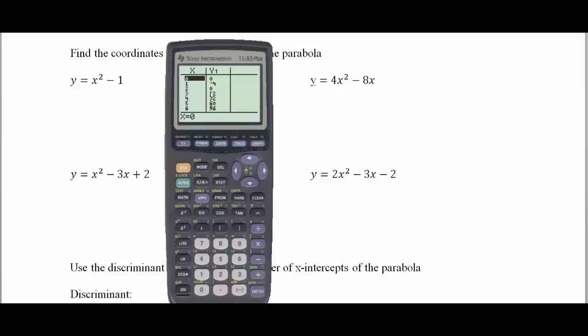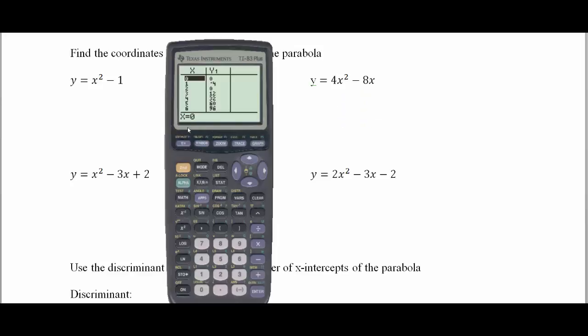The origin is 0, 0, and the other value is 2 comma 0. And lo and behold, there it is. There are my two values. My answer for this is going to be 0 comma 0, and my answer for this is going to be 2 comma 0. So those are my two x-intercepts for the problem.